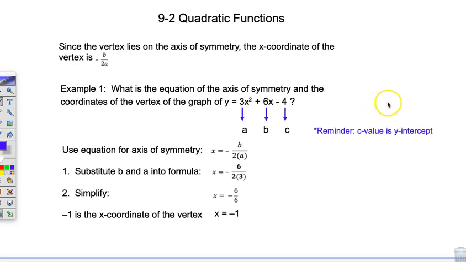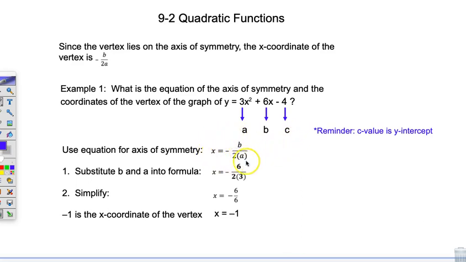What is the equation of the axis of symmetry and the coordinates of the vertex of this particular graph? So here we have our quadratic function right here. I have laid out that this first term is your a value, b value, and c value. Now a little reminder here that our c value is our y-intercept, where our parabola is going to cross our y-axis. And that's really important to note for a little later when you're graphing.